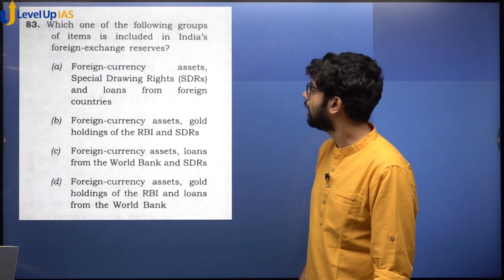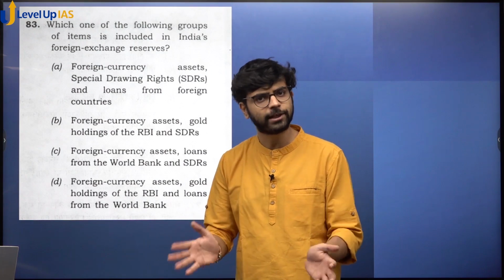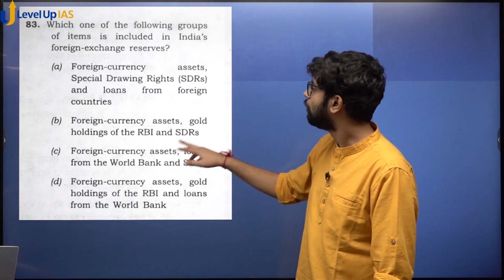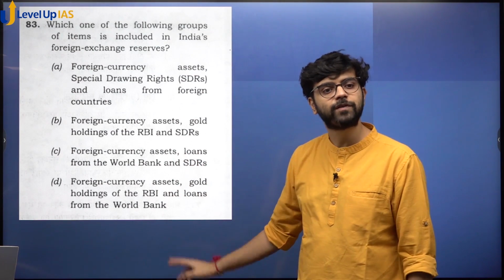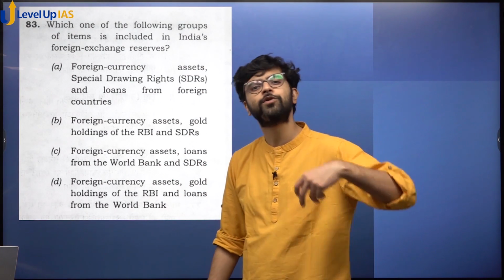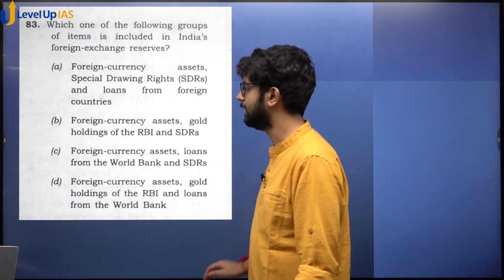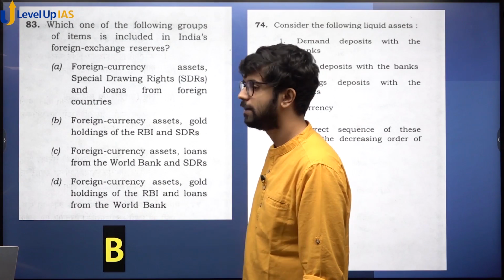B. What are foreign currency assets? Foreign currency, dollars. Actual dollars are foreign currency assets. What are gold holdings of RBI? Actual gold which they have. What are SDRs? IMF's unit, not currency but IMF's unit, called special drawing rights. Answer is B. Next.